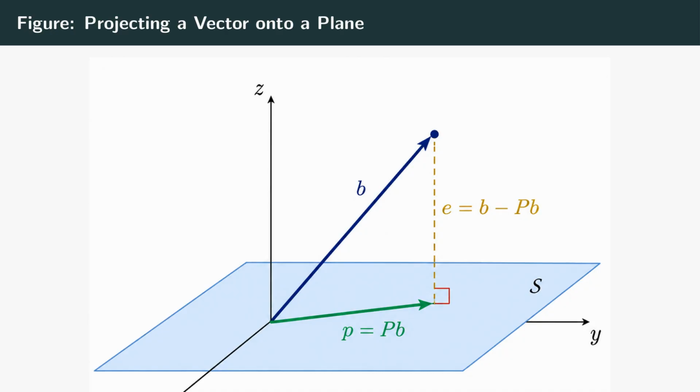And the gold dashed segment connecting the tip of B down to its shadow is the error vector, B minus PB. Look at the little red square where the dashed line meets the plane. The error is perpendicular to the plane, perpendicular to every vector in S. That right angle is not decoration. It is the entire definition. The projection is the one point in the plane for which the leftover error stands exactly perpendicular. Everything else, all the algebra with normal equations, is just this right angle written in symbols.